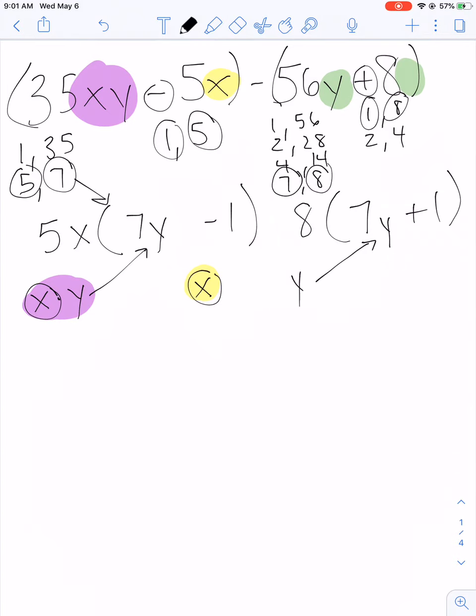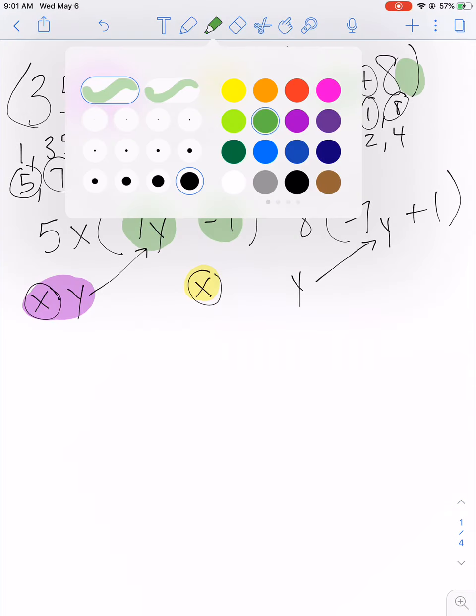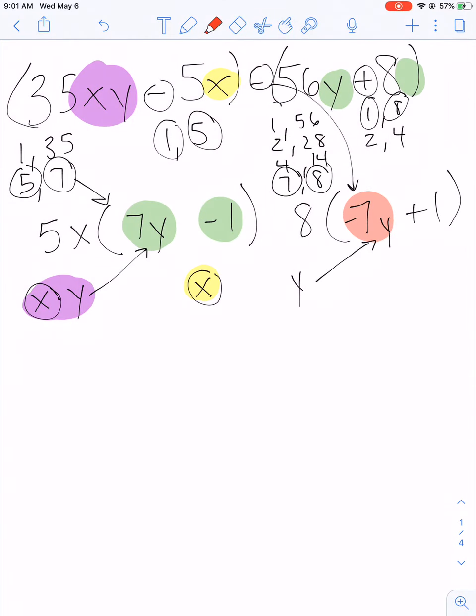Now, we need to figure out how to make these parentheses the same. Now, be careful here, and I made this mistake just now. This negative should be here in front of the 7. Now, if you look, we've got positive 7y and a negative 1. And over here, we've got negative 7 and a positive 1. So those are opposites. So to fix that, I'm going to change this to negative. And if we remember what happens after that, that changes this to positive and this to negative.